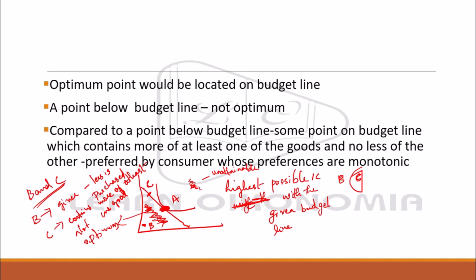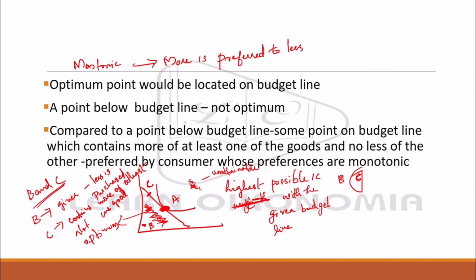So this would be the preferred bundle by the consumer, and this preference would also be monotonic. And what is monotonic? Monotonic shows that more is preferred to less.